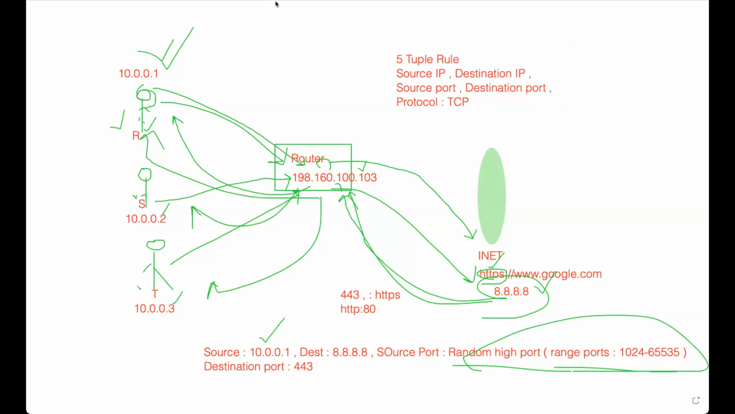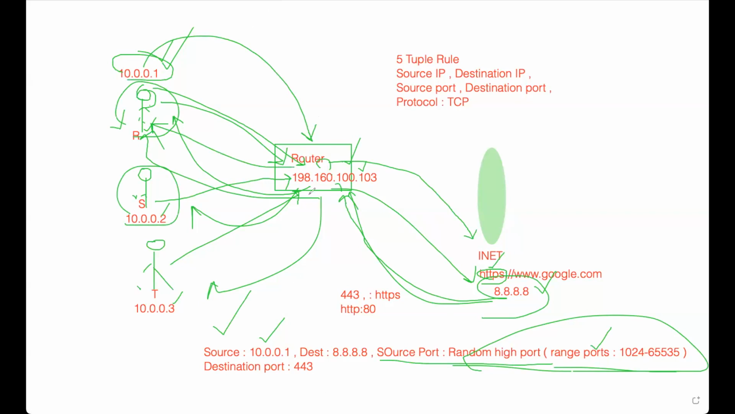So in this case, to let multiple users use only one IP address, we use the source port information and the source IP. Every IP address will be translated to the public IP, but because of the source port number, we will identify that the packet is coming from user R.